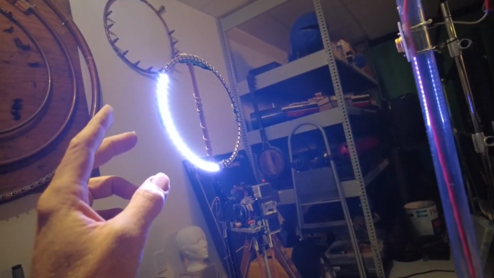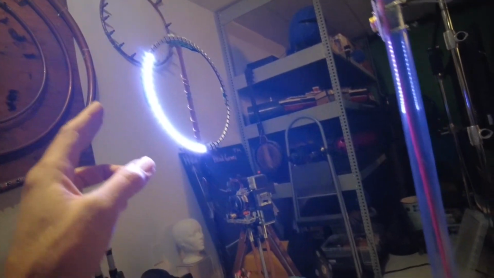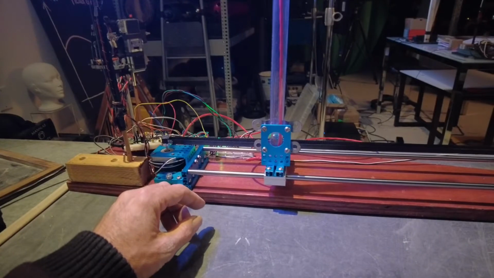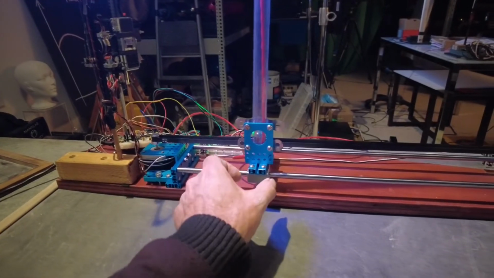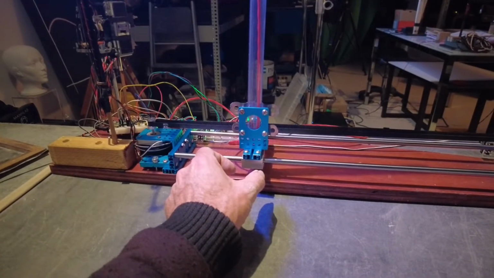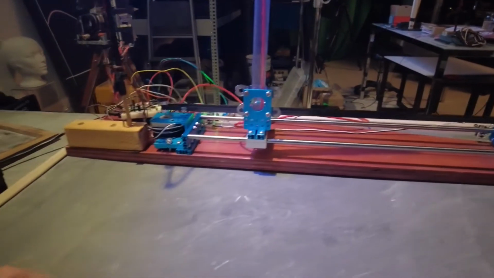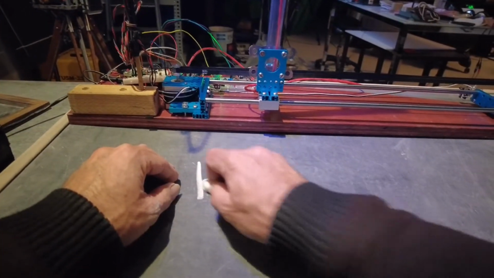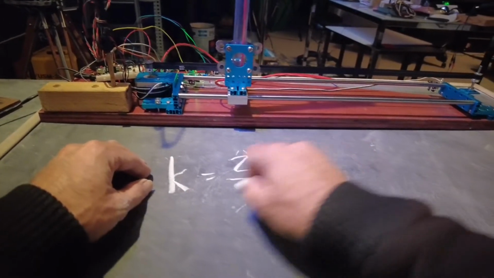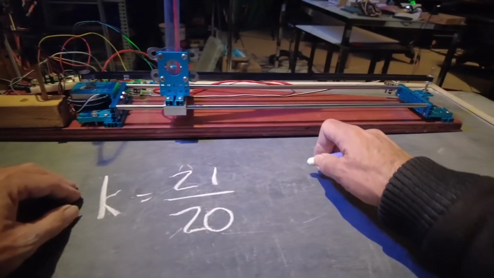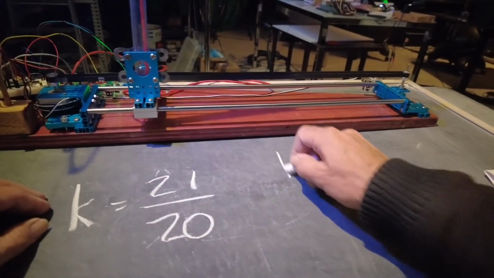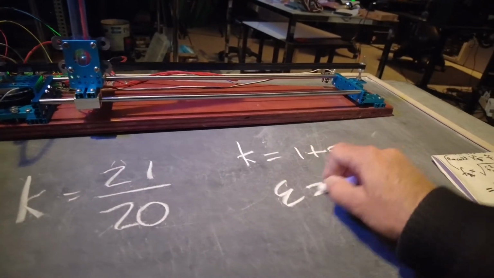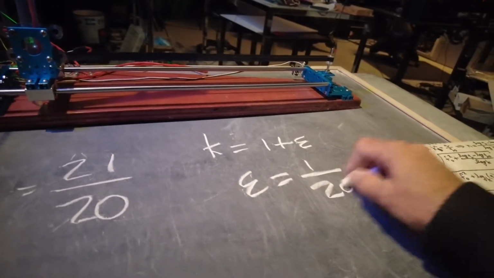21 lights, and then 20 lights is the same as 21, and it just keeps doing it over and over again, and gets shorter and shorter. These traces here, this distance that it travels, is getting shorter and shorter. So you've got k equals 21 over 20 in this case. So you've got k equals 1 plus epsilon. So epsilon equals 1 over 20th.